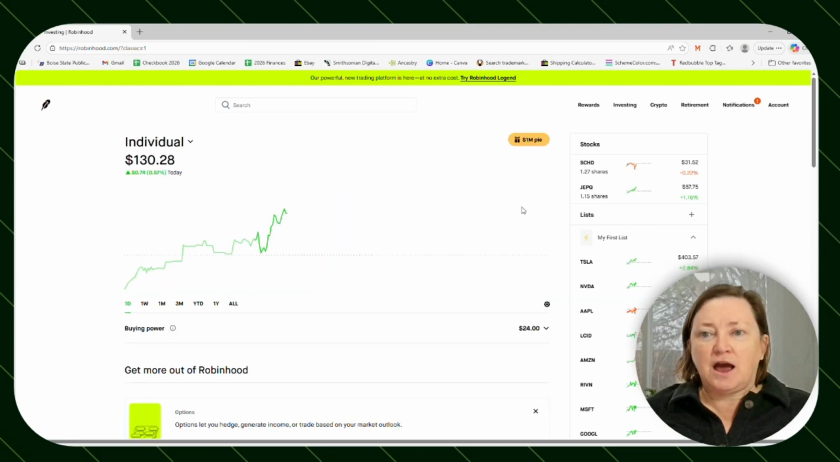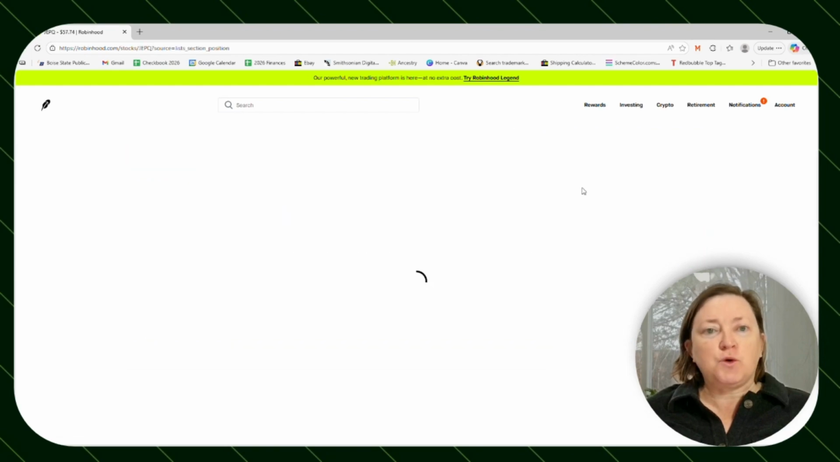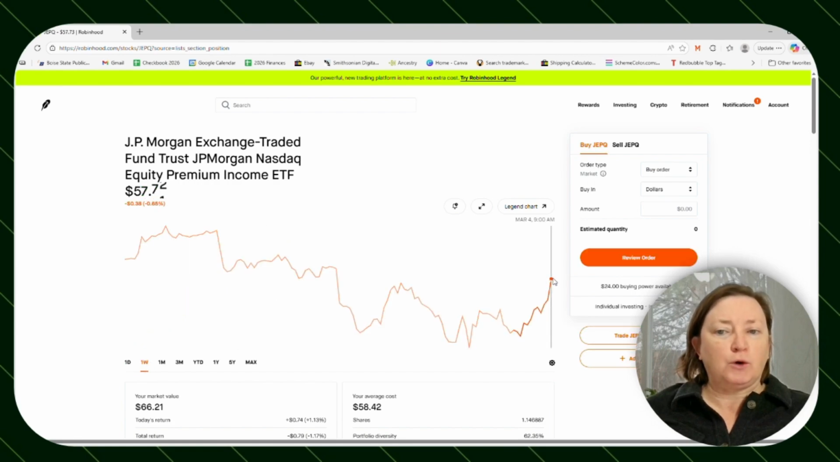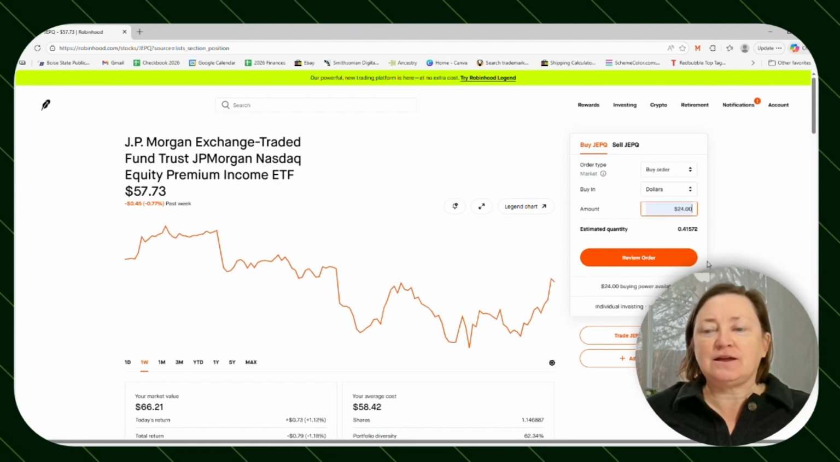And then I have the second stock that I've been purchasing since I started doing this, which is JEPQ. I have the $24 that I can make this purchase with. It looks like it's up higher today. Let's see, on the week it's down lower. So still getting it on sale. So I've got the $24 that I can use today.